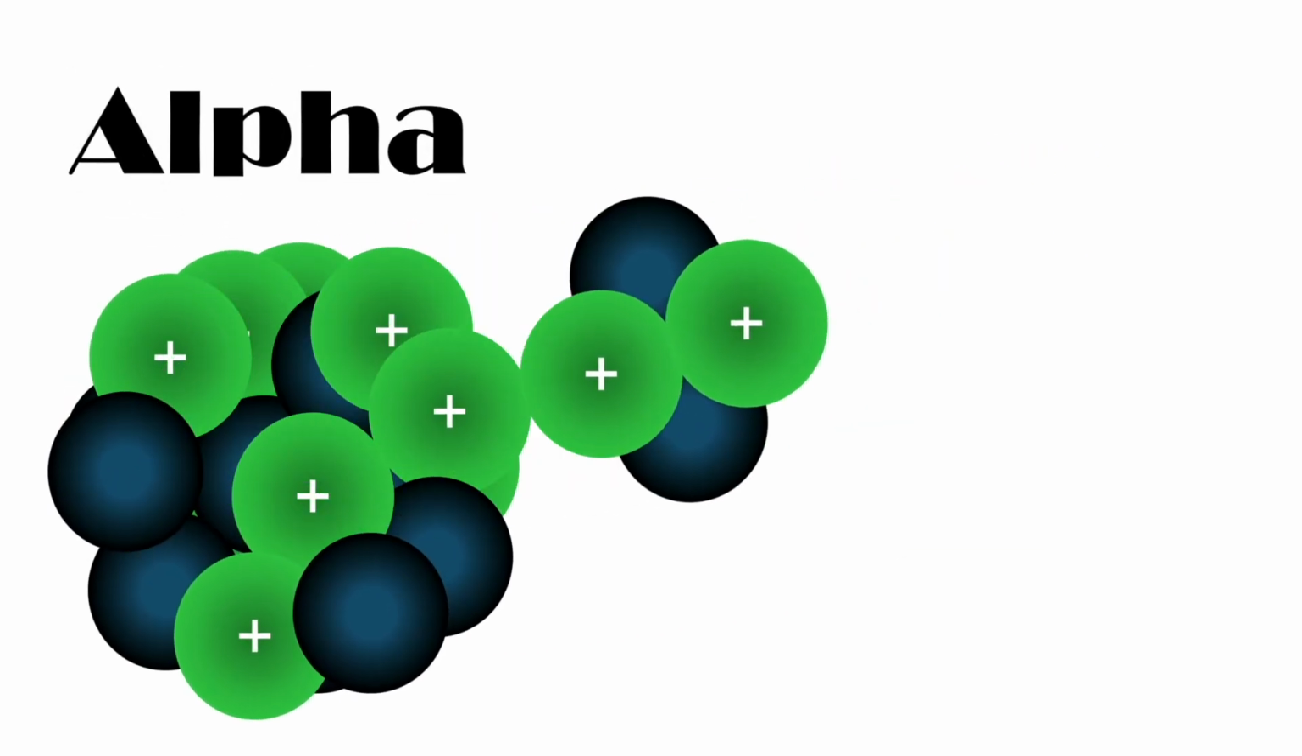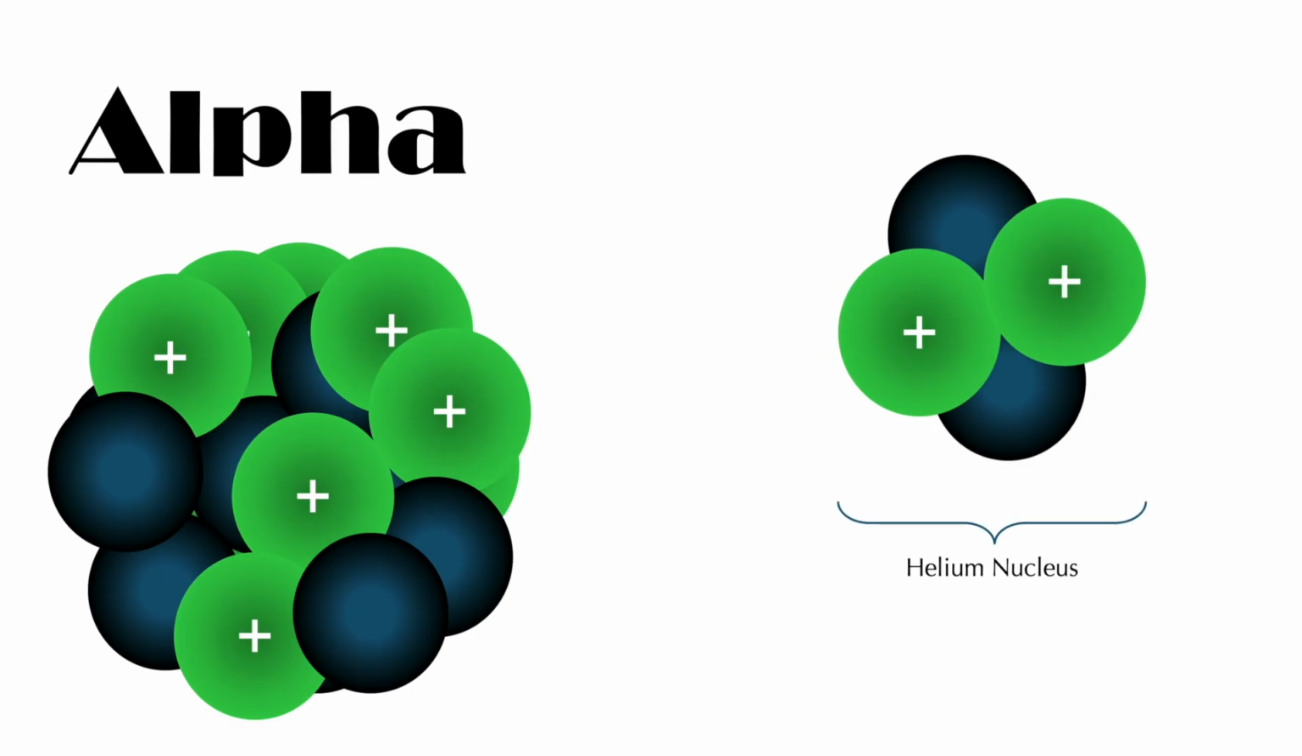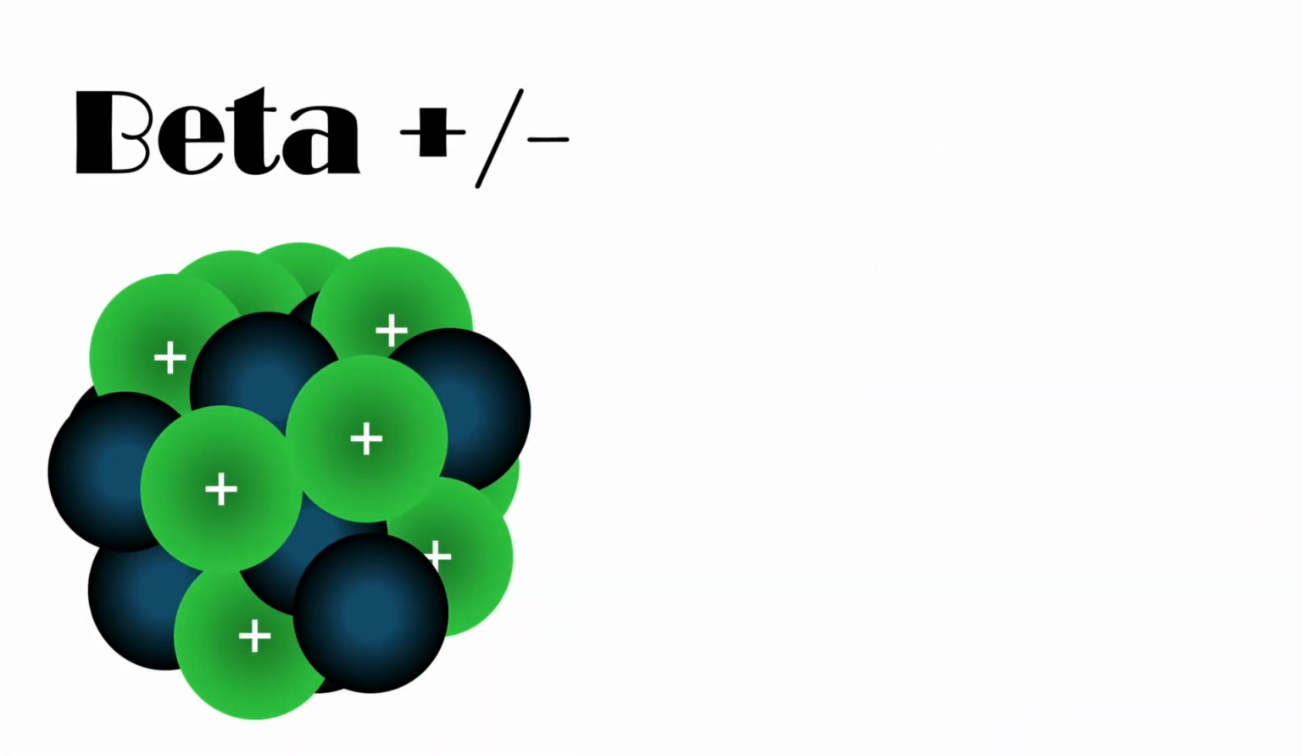Starting off with alpha decay, which releases 2 protons and 2 neutrons, which is essentially a helium nucleus. These particles are very bulky and can be stopped by a piece of paper. It's also the most common form of radiation. Moving on, we have beta decay. There are 2 types of beta decay: beta positive and beta negative.